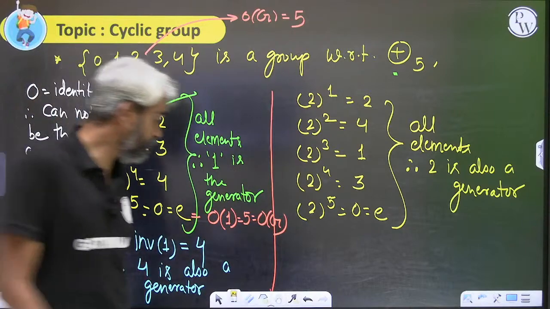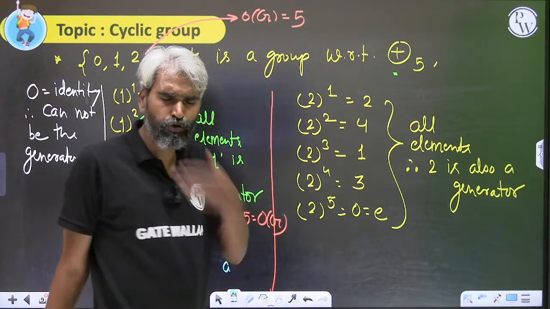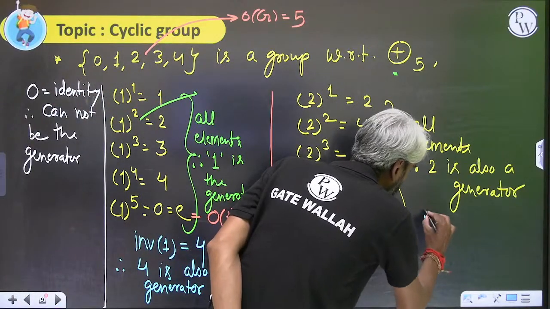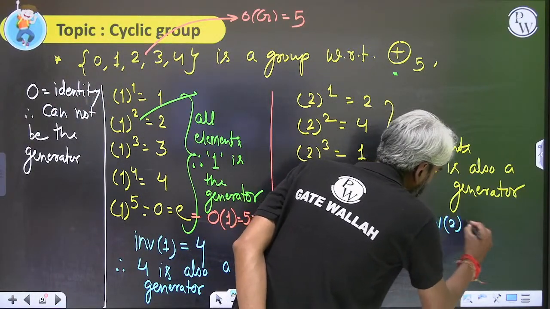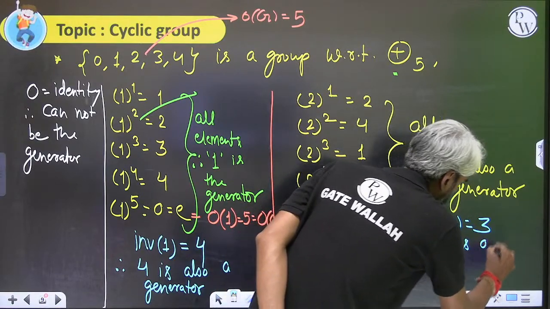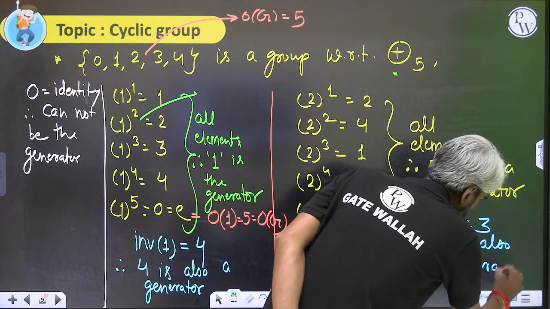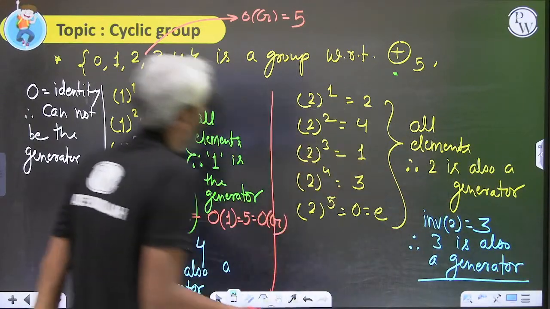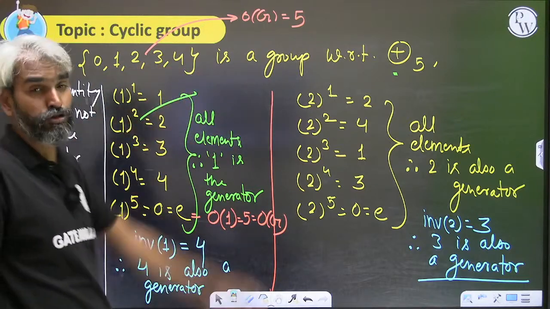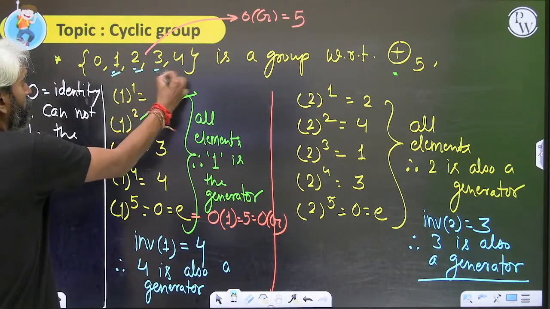What is the inverse of 2? Sir, n minus 2, that is 5 minus 2, will also be the inverse. So the inverse of 2 will be 5 minus 2, that is 3. Therefore, 3 is also a generator. Okay, so sir, in this case, this will also be a cyclic group, and the generators of the cyclic group will be 1, 2, 3, 4.